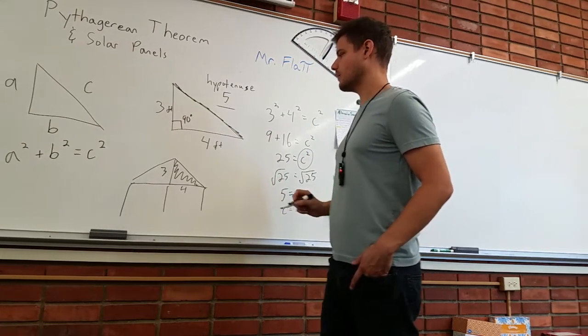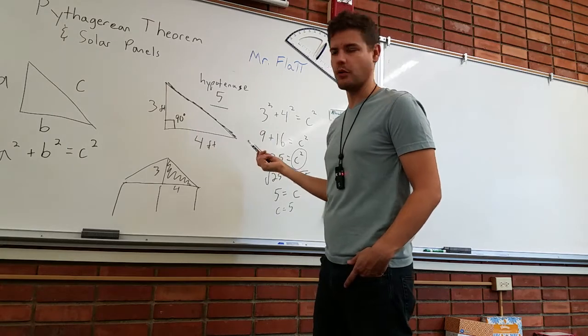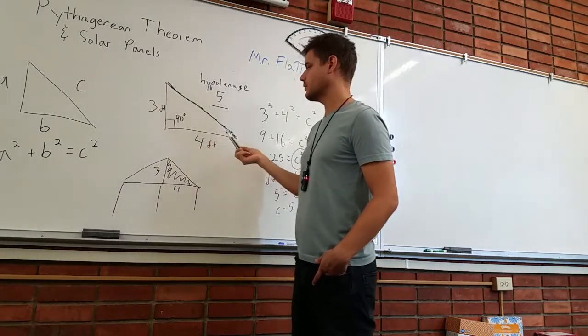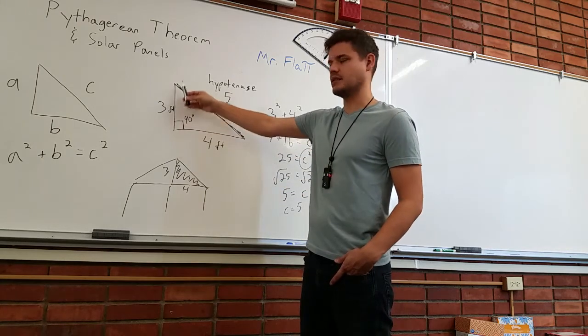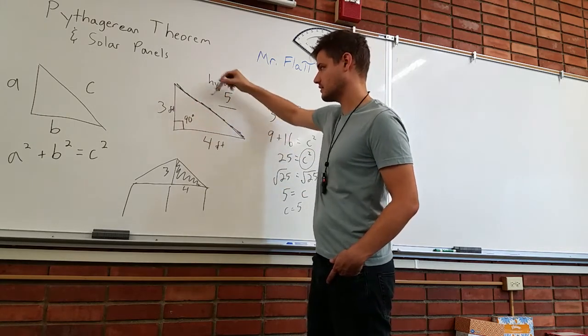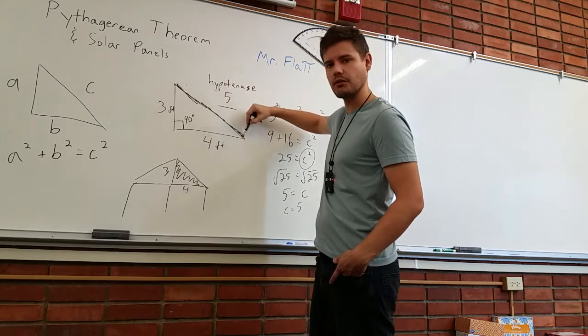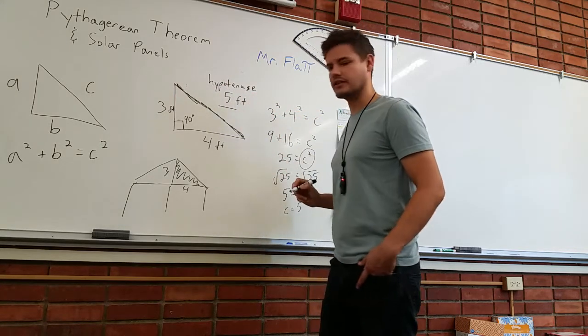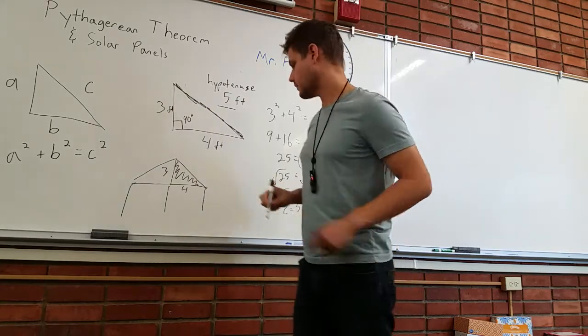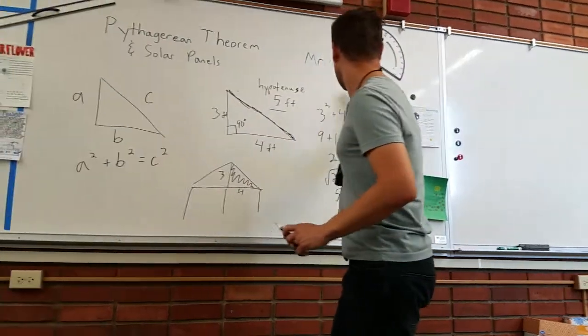All right, so if that were a shed roof or a house roof, you would know that the base is 4 feet long, the height to the pitch is 3 feet, and then this actual shingled area on one side of the roof is 5 feet long. Excellent. So let's prove it to ourselves in a different way.